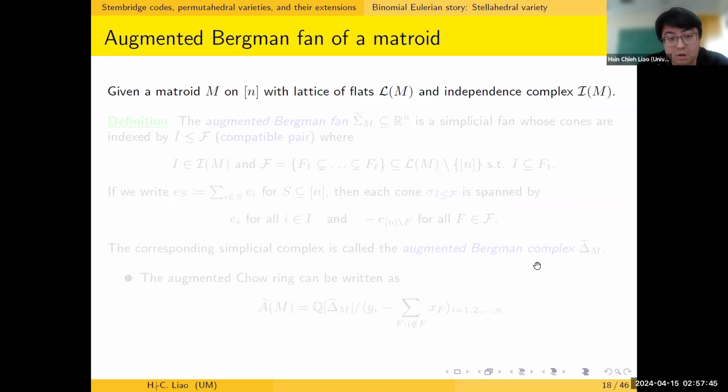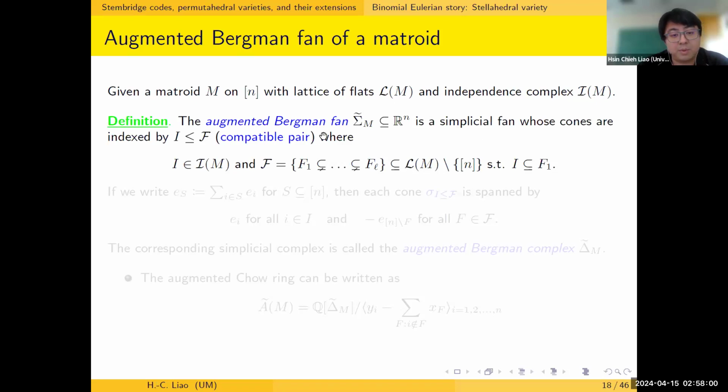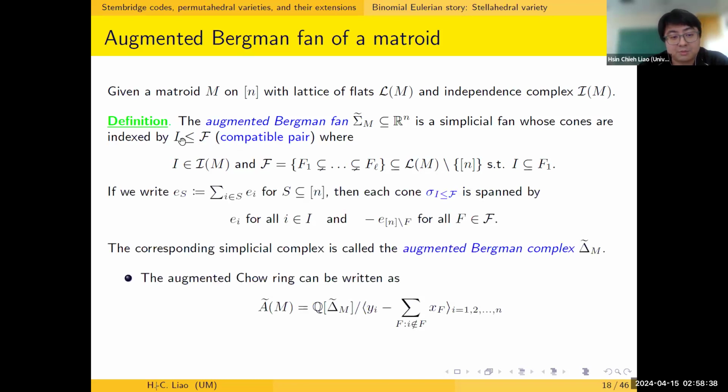Okay, so now let's first start with the augmented Bergman fan of a matroid. So M is a matroid on ground set [n], 1 through n, with lattice of flats L_M and we have the independence complex I_n. Then the augmented Bergman fan is just a simplicial fan whose cones are indexed by a pair of an independent set I and a chain of flats F in the lattice of flats of your matroid. The chain does not contain the largest element, the set 1 through n. And we require that I and F satisfy that I is contained in the minimal element inside your chain. We call this the compatible pair I and F. So our cone is indexed by this compatible pair.